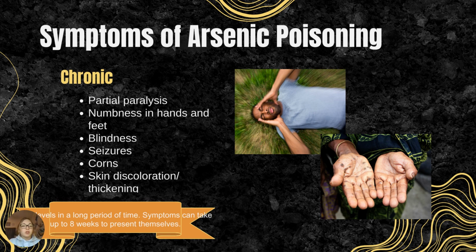Some symptoms of chronic arsenic poisoning, which is a small dose over a long period of time, and which can take up to 8 weeks to present themselves, include partial paralysis, numbness in hands and feet, blindness, seizures, corns, which are an uncomfortable thickening of skin lesions, which can be seen in the lower right-hand corner picture, and also skin discoloration and thickening.